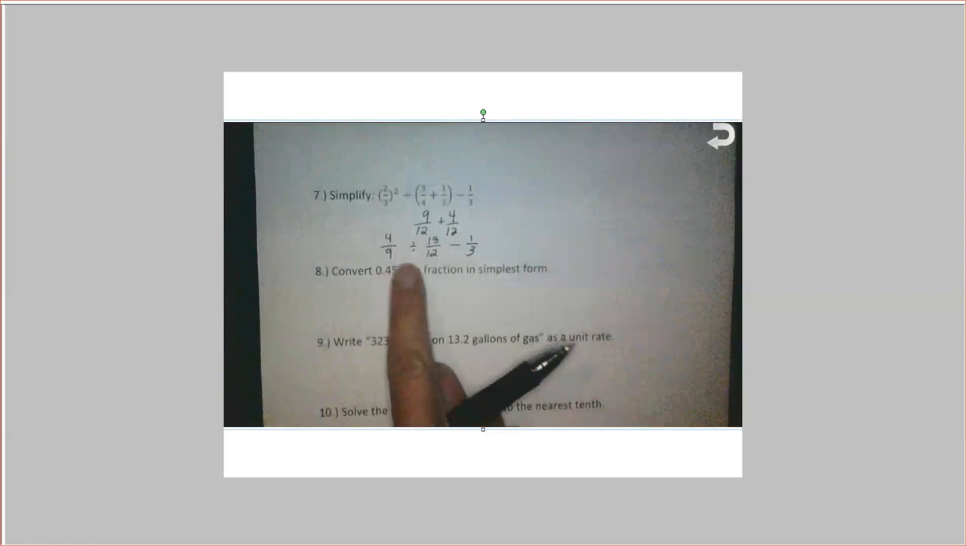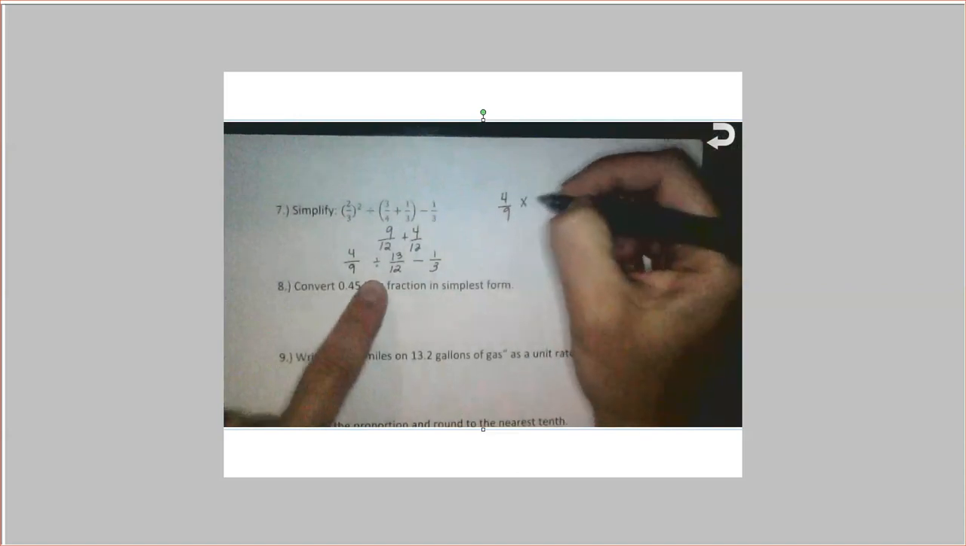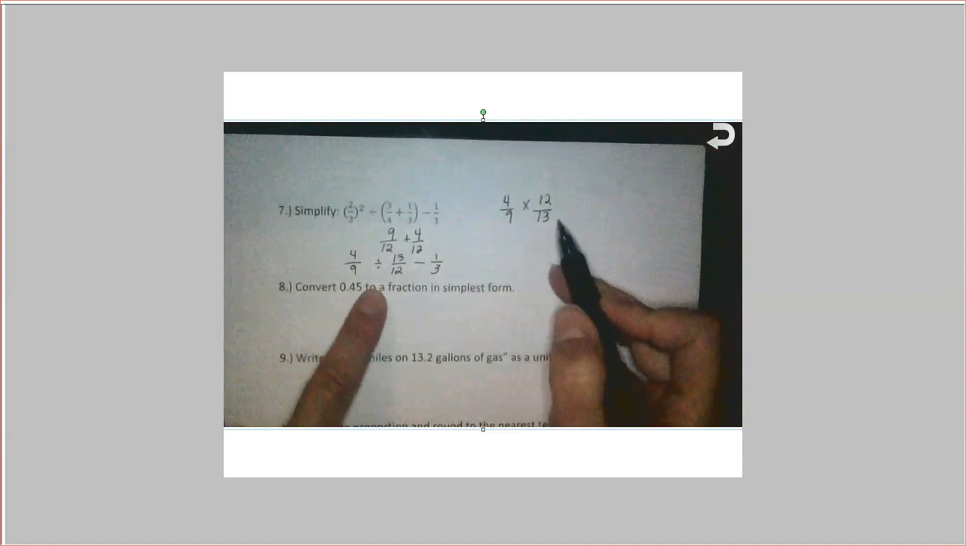All right, to square a fraction, you simply square the top and you square the bottom. So 2 squared is 4, 3 squared is 9. So as I continue through my problem, we're going to do division. So once again, I have to leave, change, and flip. Multiply by the reciprocal instead.